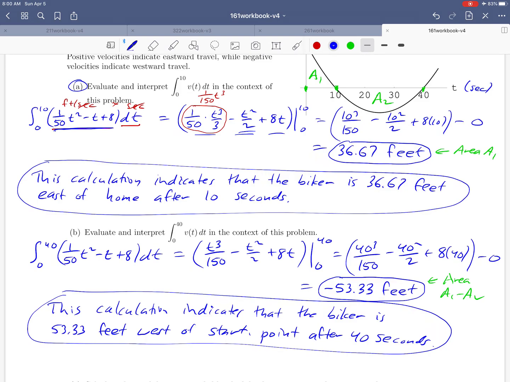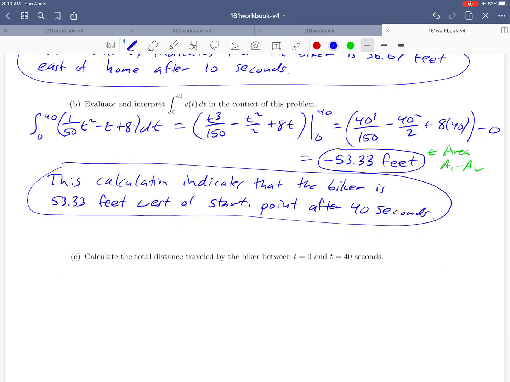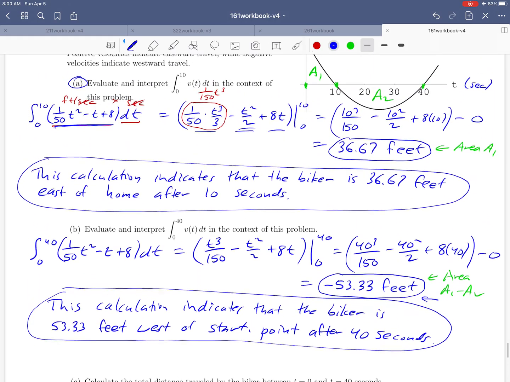And then we come to the most interesting question of all of these, I think. What if we wanted to calculate the total distance traveled between 0 and 40? We already talked about how our answer to part B is not the distance because it's a negative number. So what do we do if we want to get the distance? Well, we can get some graphical insight into that by just scrolling up again.